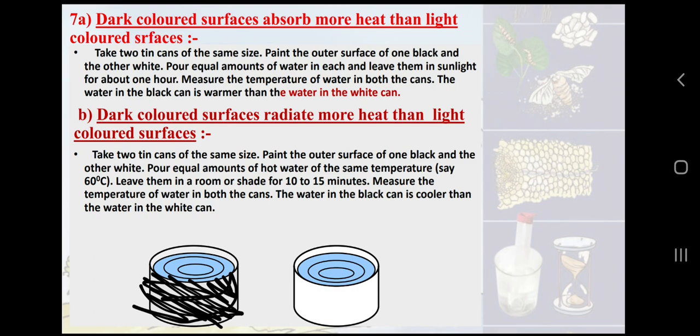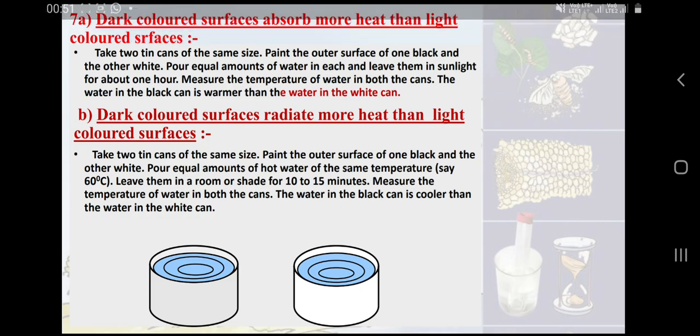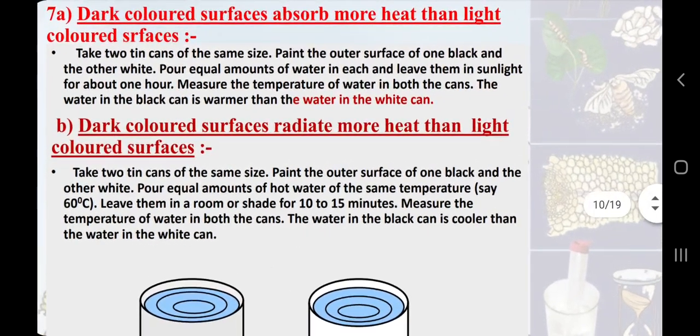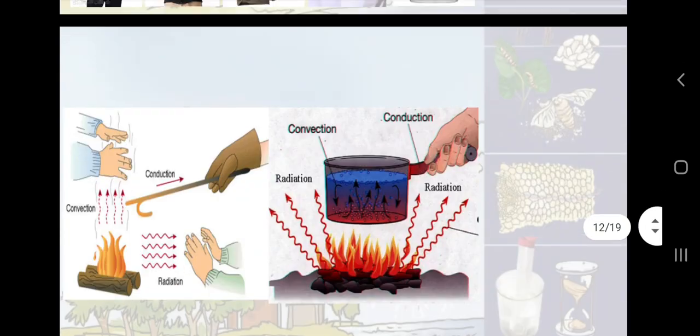After 1 or 2 hours you can see that the black colored or dark bowl has warmer water. Why? Because dark color absorbs more light or more heat, and if they absorb more heat they radiate more heat also. So this is the concept behind this activity.